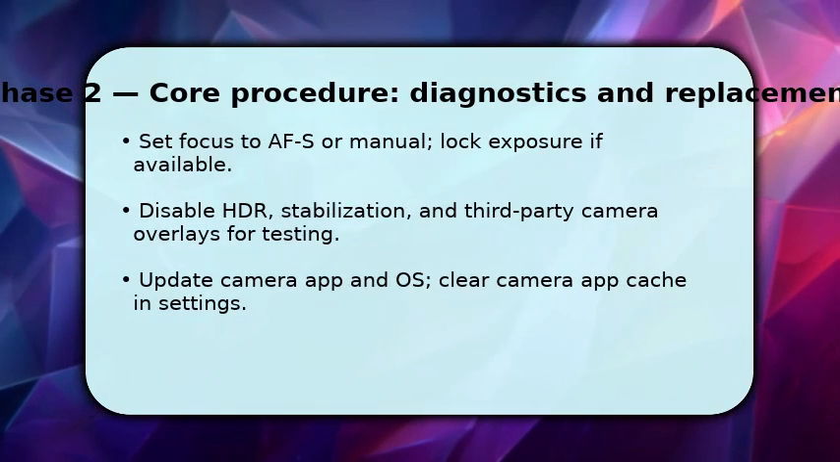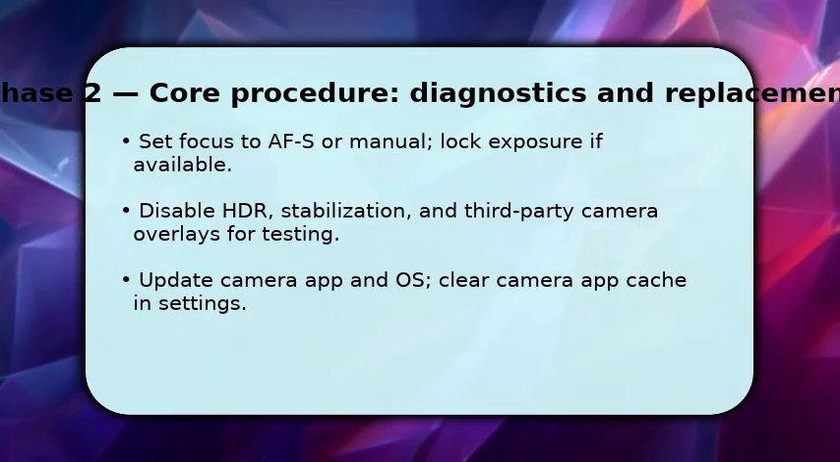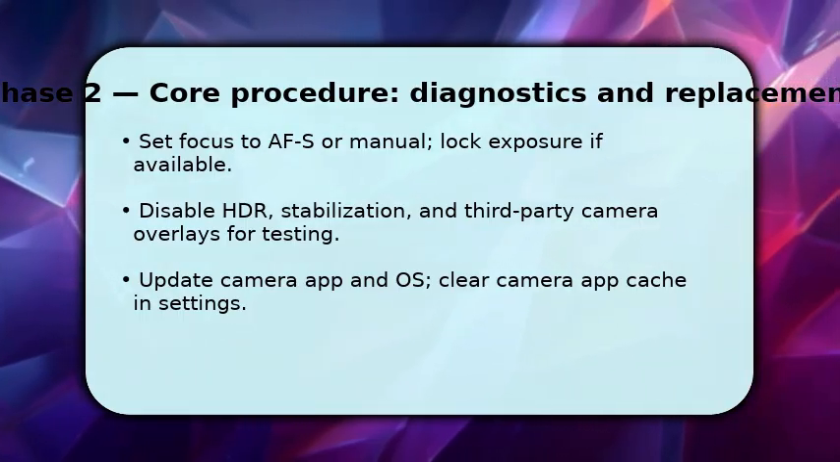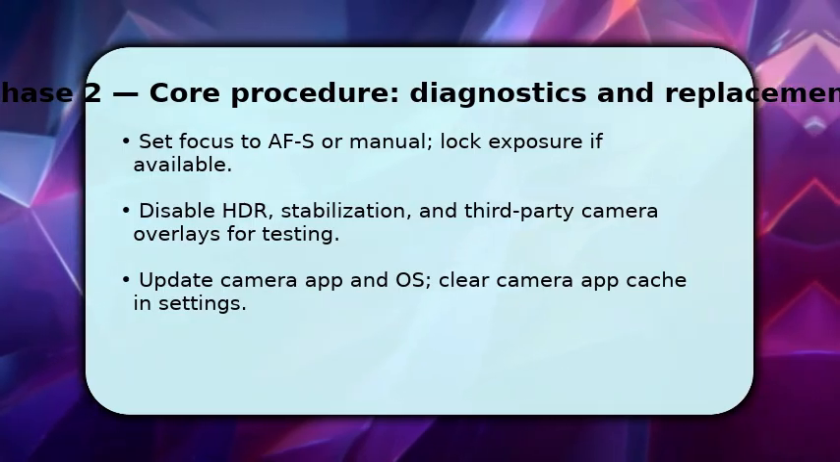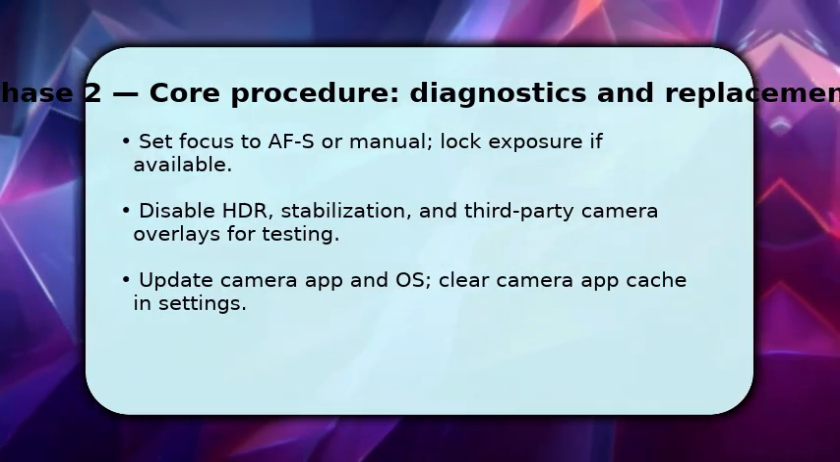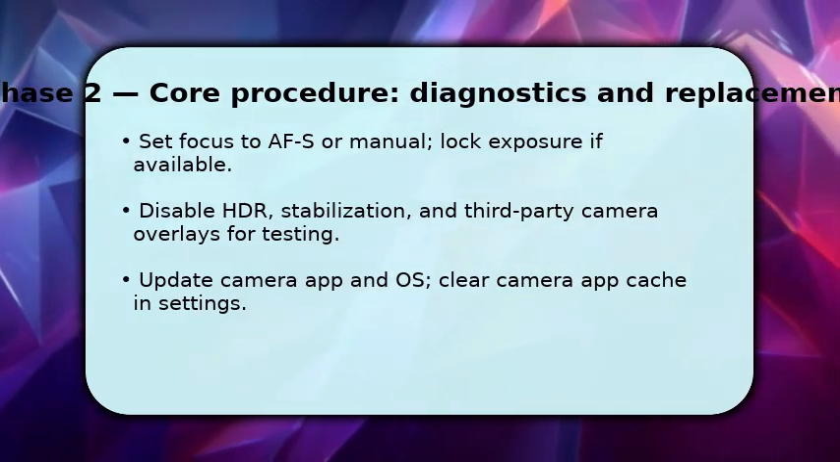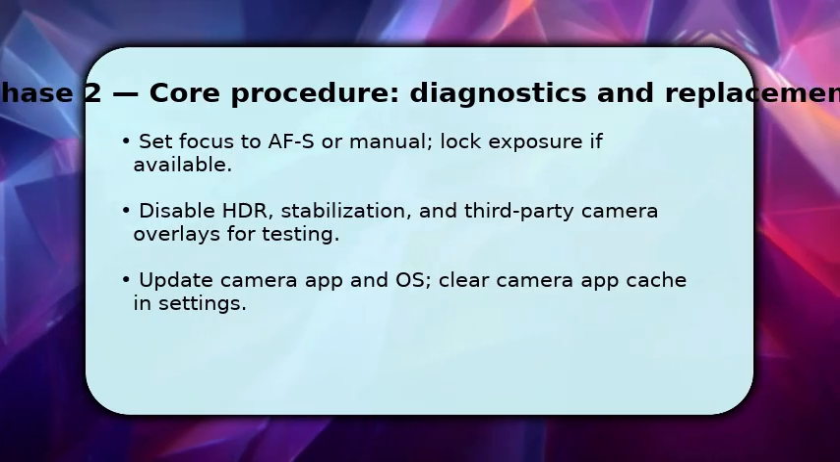Next, you adjust settings to remove interference. Choose AFS or manual focus and lock exposure to prevent constant remetering. Turn off HDR, stabilization, and any third-party camera overlays. They change processing and can break autofocus behavior.